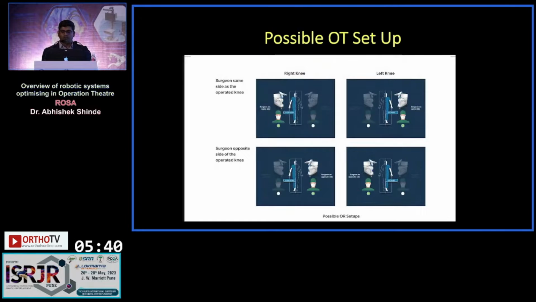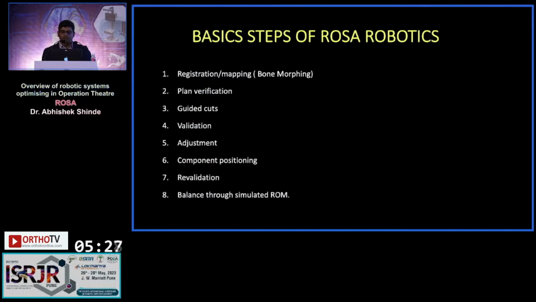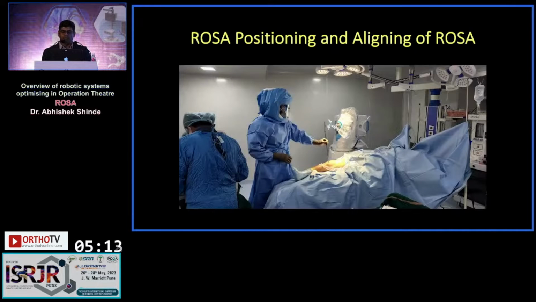This could be a possible OT setup we have seen in the live demonstration by Dr. Ashok Suryavanshi: the ROSA on the same side or the ROSA on the opposite side. In bilateral cases, you can adjust as per your convenience. These are the basic steps for ROSA robotics. You have to do the registration mapping, that is bone morphing, plan verification, guided cuts, validation, adjustment, component positioning, revalidation, and the balance through the simulated range of motion.